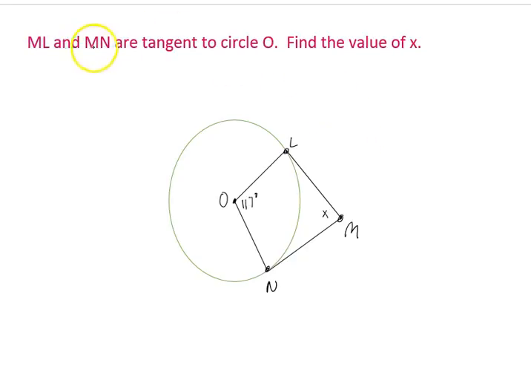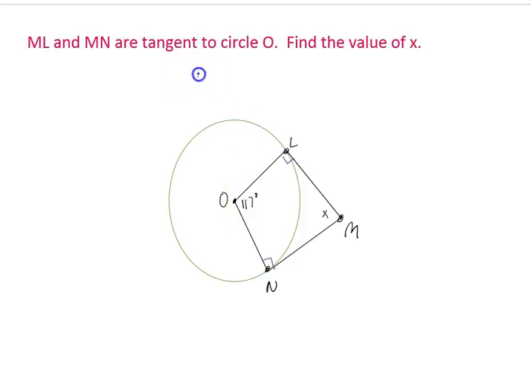This tells us that ML and MN are tangent to circle O, and they want us to find the value of x. So MN and ML being tangent to that circle, and these we have two radius lines or radii drawn in from O to N and L, means that I have a 90-degree angle here and a 90-degree angle here. And you are going to have to remember that if you look at this, the black figure as a quadrilateral, then the angles of a quadrilateral should add up to 360 degrees.